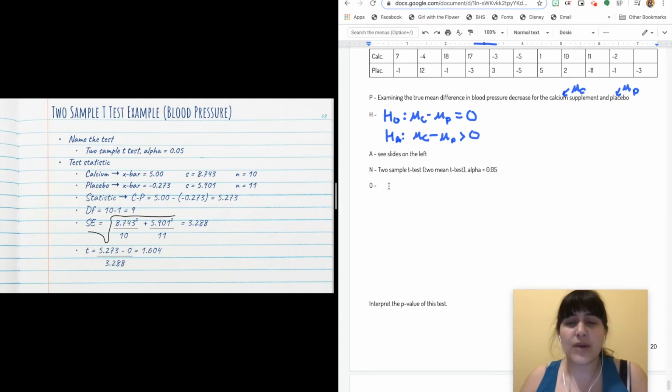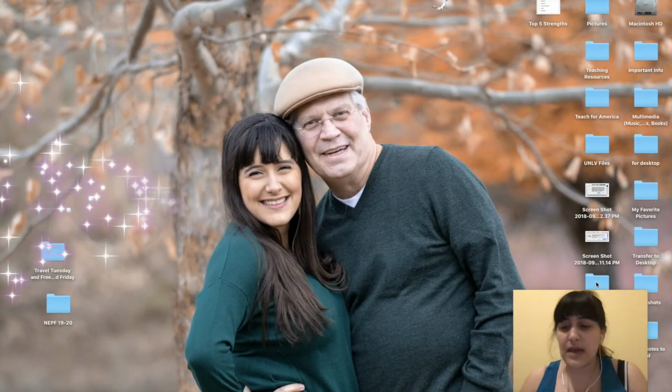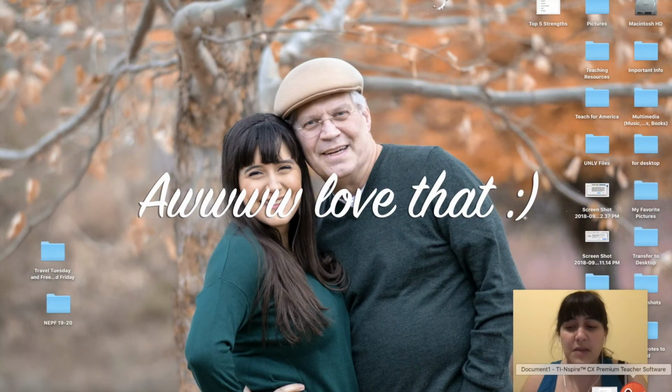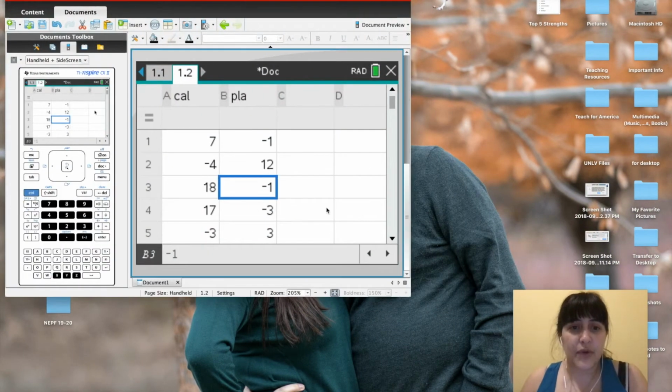All right, so now I'm on to the math. This is kind of an obnoxious problem because they didn't give me the summary statistics again. So I need to enter them in my calculator. So I'm going to move away from here and go over to my calculator. Okay, so here's my calculator.